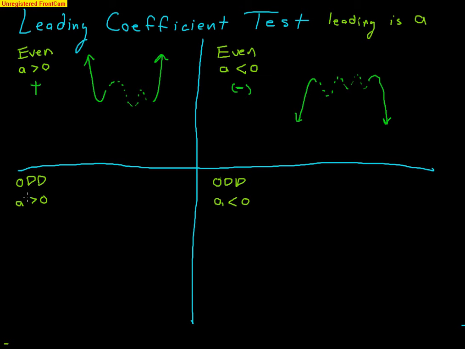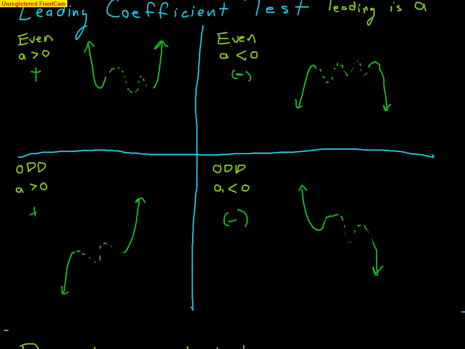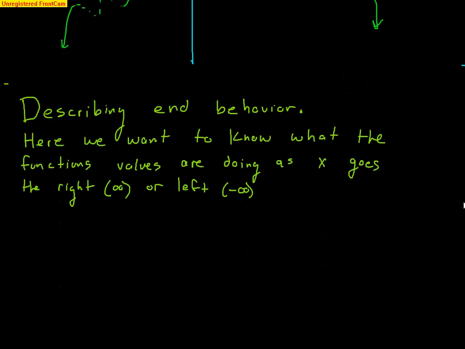Okay, odd with a positive coefficient. This is where your left side is going down, and who knows what's happening in between, but the right side is going up. If you have an odd degree with a negative leading coefficient, then your left side is up, who knows what's going on between, but the right side is down. So you got to make sure you understand how the leading coefficient, being positive or negative, affects the graph, as well as the degree.